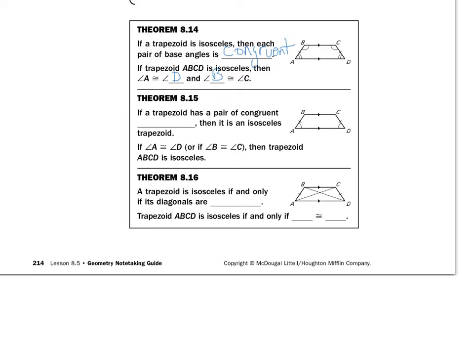Theorem 8.15, if a trapezoid has a pair of congruent base angles, then it's an isosceles trapezoid. So these two are just opposites of each other. Theorem 8.16, a trapezoid is isosceles if and only if its diagonals are congruent. So if and only if segment AC is congruent to segment DB. Okay, onward.